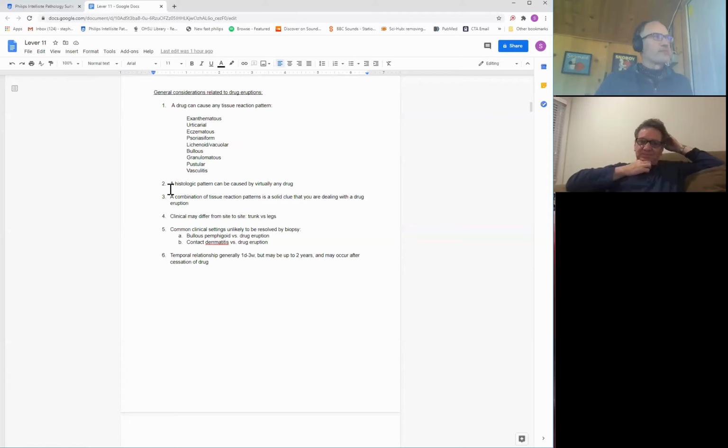And a few other points: the clinical appearance of drug eruptions may differ dramatically from site to site. In particular, drug eruptions on the legs are often hemorrhagic and can look like they're vasculitis, even though they're not vasculitis, but they can be much more red and raised than they are on the trunk, even though it's the same process. So the morphology can be quite different from place to place.